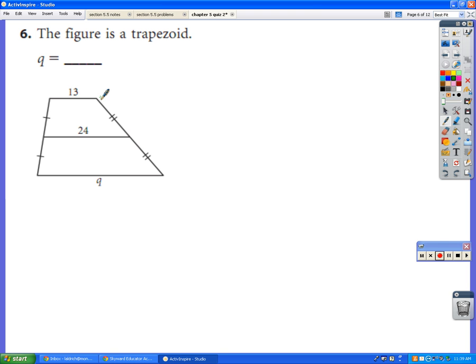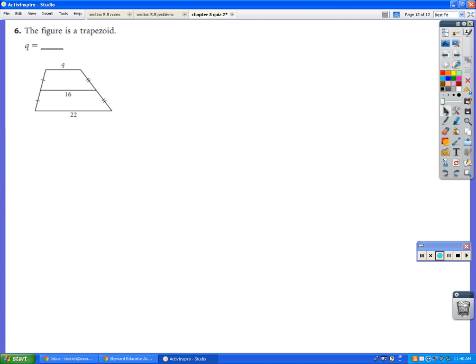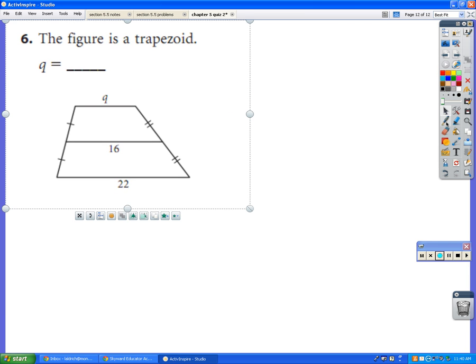So if one of them is 13, what's the other one have to be? 35. And then same thing with this guy right here. What number divided by 2 gives me 16? 32. So if this is 22, this one has to be 10. Okay? All right, so that is what was going on with the width.